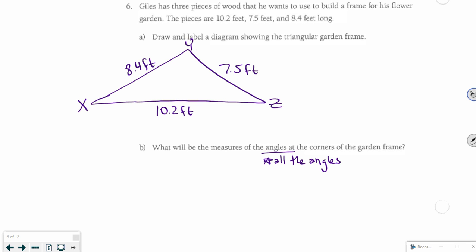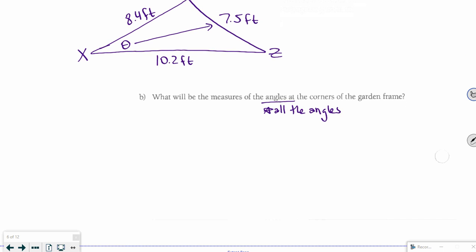Doesn't matter where we start, we pick one of our angles and use our cosine law because we have all 3 of our sides. So I'm going to start with X, which makes my 7.5 my important side. That's going to be A in my formula. So I'm solving for an angle, I need my angle first. So cos A equals B squared plus C squared minus A squared, all divided by 2 times B times C.